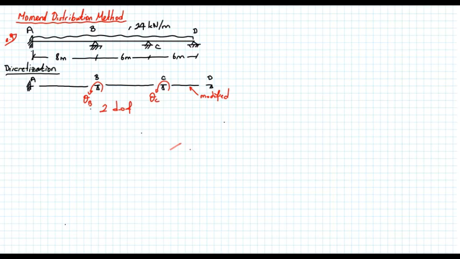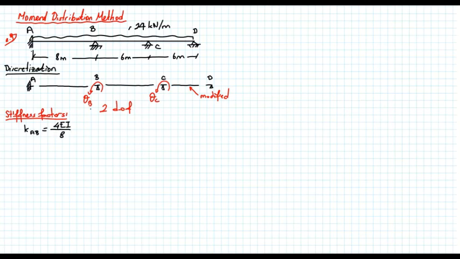But in order for me to do the moment distribution, I have to calculate the distribution factors. So the starting point is the stiffness factors. So KAB: both sides are not free to rotate, so its stiffness factor is 4EI over 8.